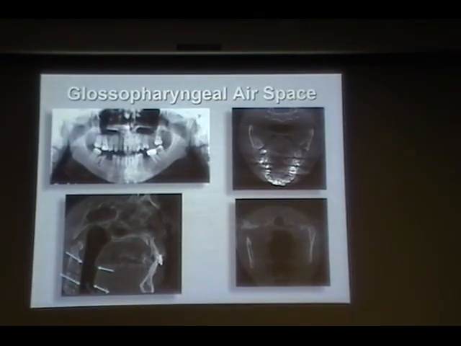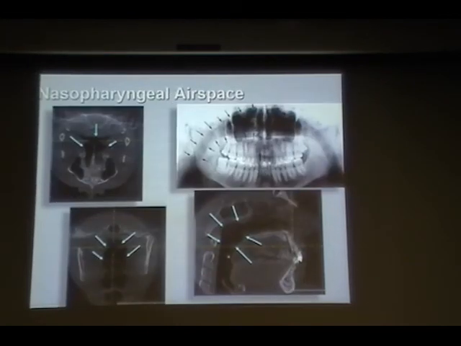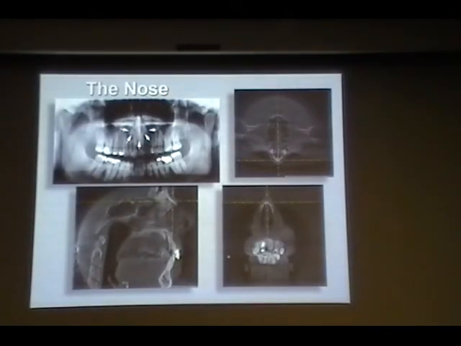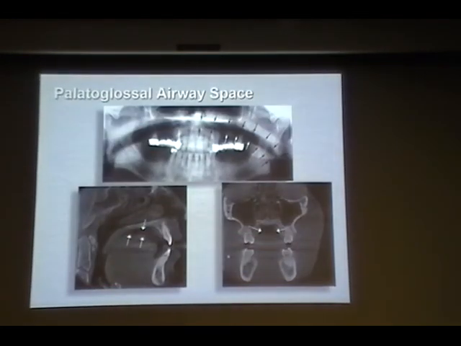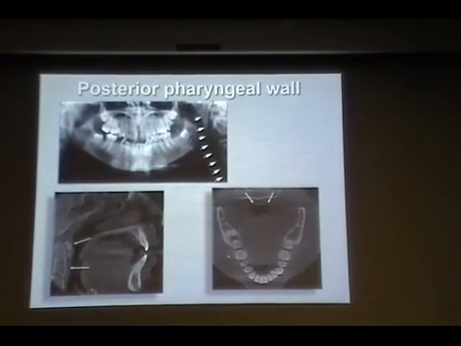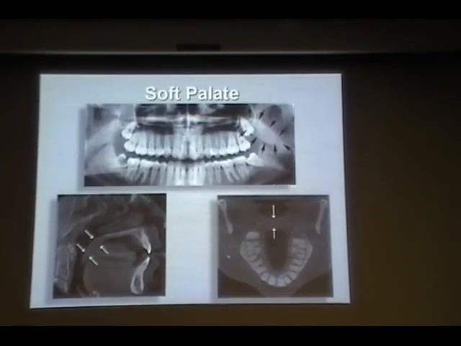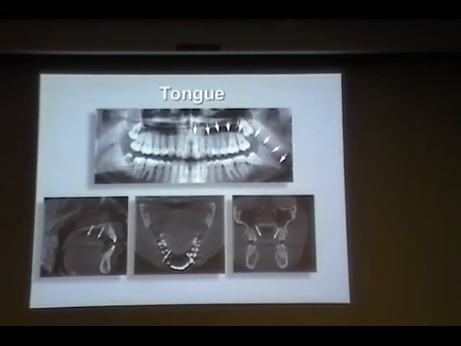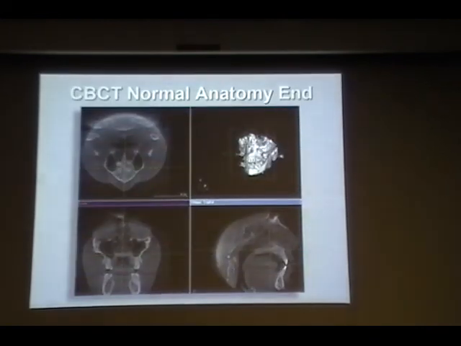So we talked about spaces, right? Air spaces. You guys are familiar. Oropharyngeal and then nasopharyngeal. Nose. Palatal glossal air space. Talked about soft palate. Yes, we did. Talked about tongue. Yes, we did. That completes our CBCT normal anatomy.